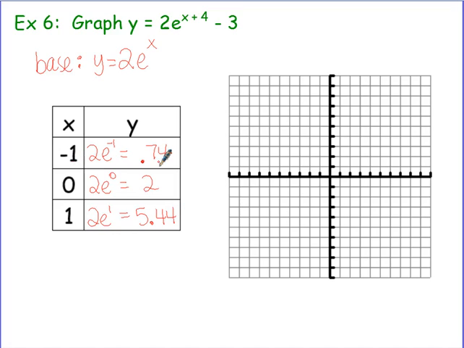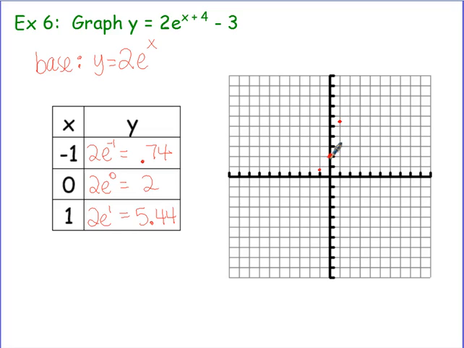Left 1, up a little past the halfway point. Left 1, up a little past half. I don't go left and right. I go up 2. And I go right 1 and up 5.44. Right 1, up 1, 2, 3, 4, 5.44. And so we need to connect these the same way we connected the other graphs.